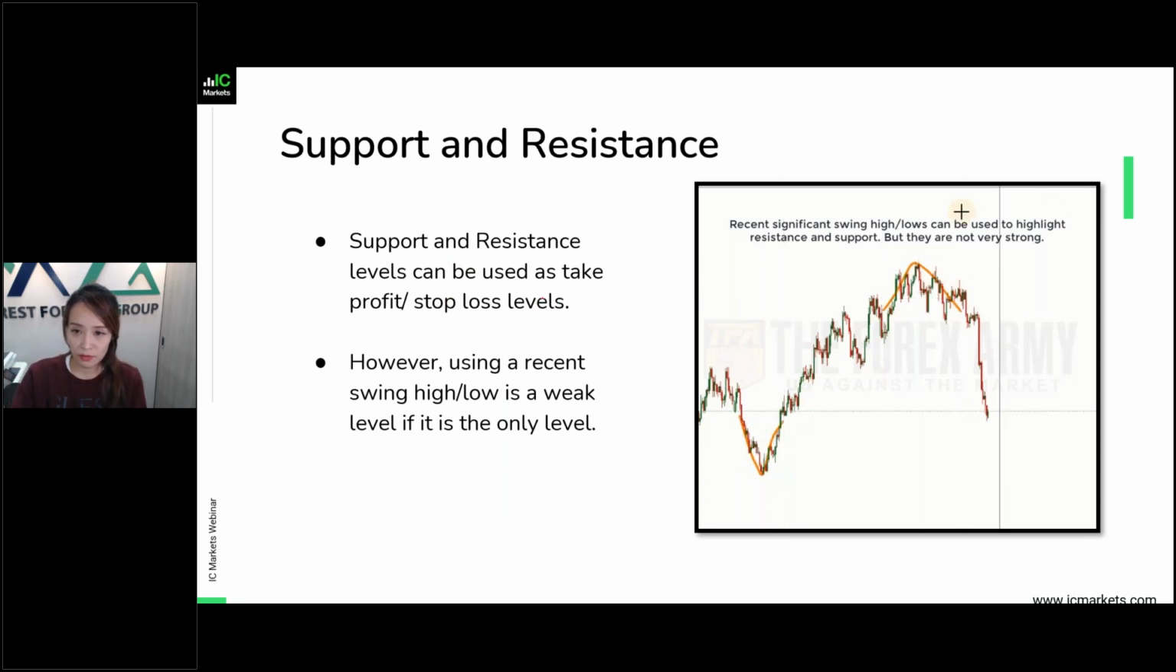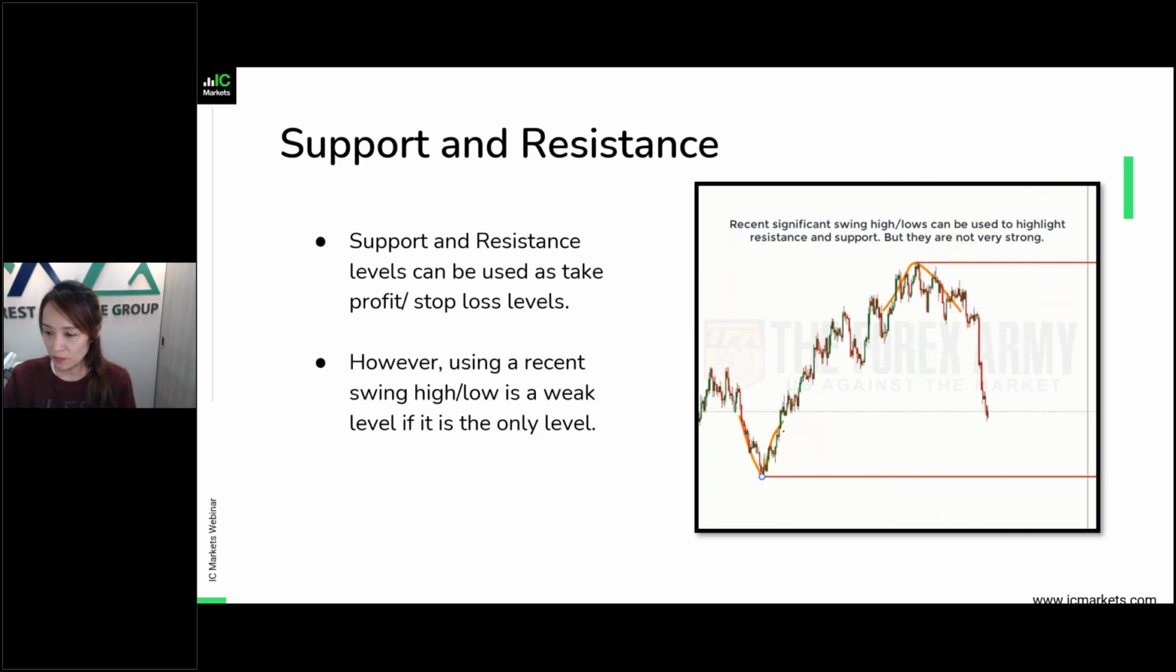Anyway, so support and resistance is really easy. Support and resistance levels can be used as take profit and stop loss levels. However, using a swing low and swing high is a weak level if it is the only level. For example, what does that mean? For example, you know that this really has a long wick, like only the wick like that. Let's try to find the example for you.